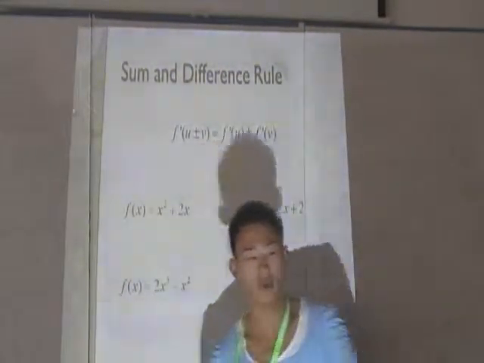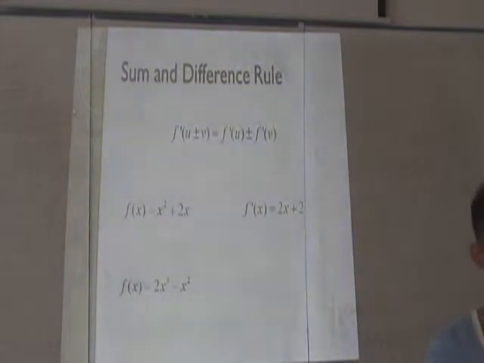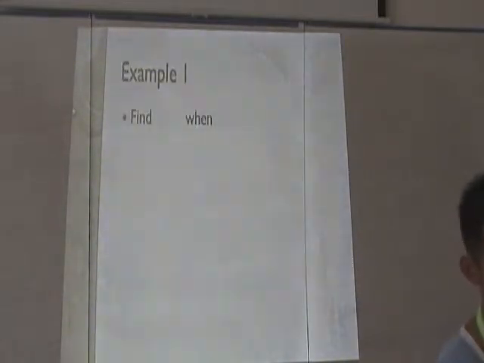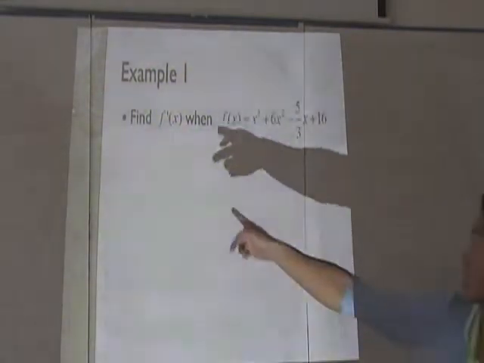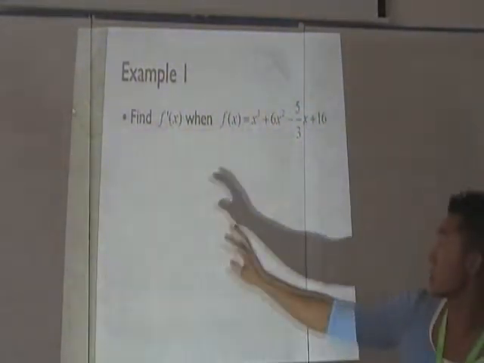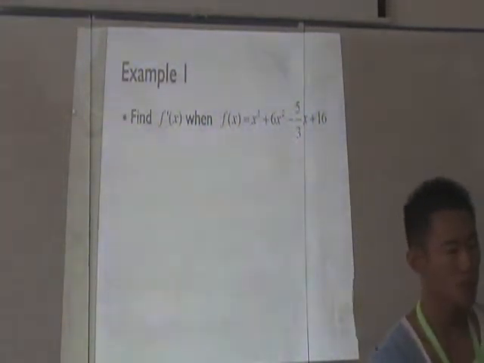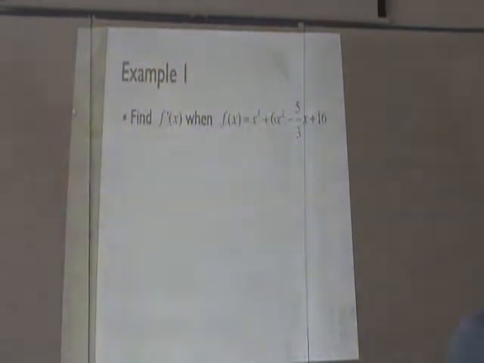Okay, so now that we talked about those 3 properties, the constant, power rule, and sum and difference rule, we're going to look at an example where we got to use multiple rules at once. So we're going to find, what does that mean again? The derivative. We're going to find the derivative of this function right here. So go ahead and copy that down. Okay, so what we're going to do is, this is the function again. You don't need to copy down again.